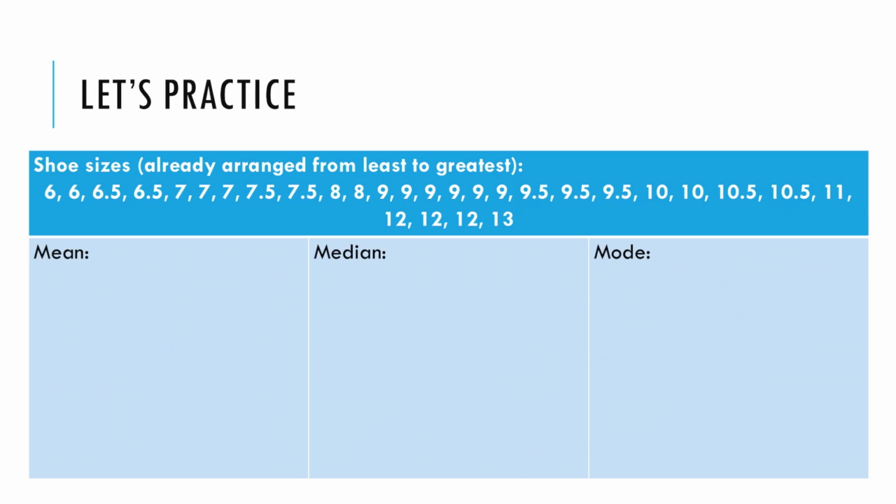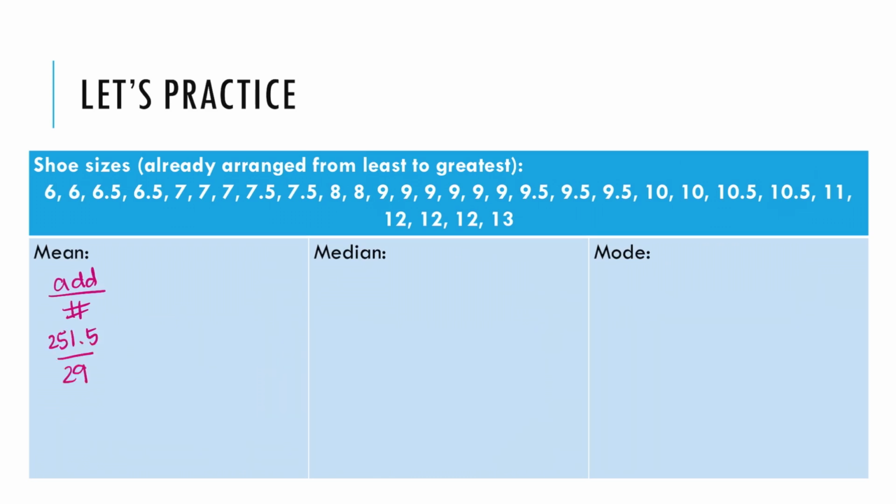Okay, so let's practice. Let's say we have all these shoe sizes. Oh my goodness, there's so many of them, right? So remember, the mean is going to be adding it all together and dividing by the number of points. I should have done this before, but I did not. So I'm going to do this really fast, and you can follow along and maybe pause the video and try it yourself.